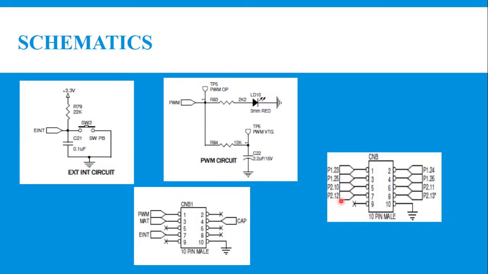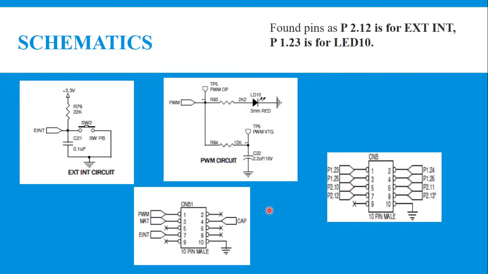Also, LD10 is used to show the status of the occurrence of the interrupt. PWM is the pin that is going to control the LD10 illumination. The PWM pin number is 1 in the CNB1, so it is P1.23, that is first port 23rd pin, which is responsible for LD10 to show the status. So the pins found are P2.12 for external interrupt and P1.23 for LD10 or LED10.